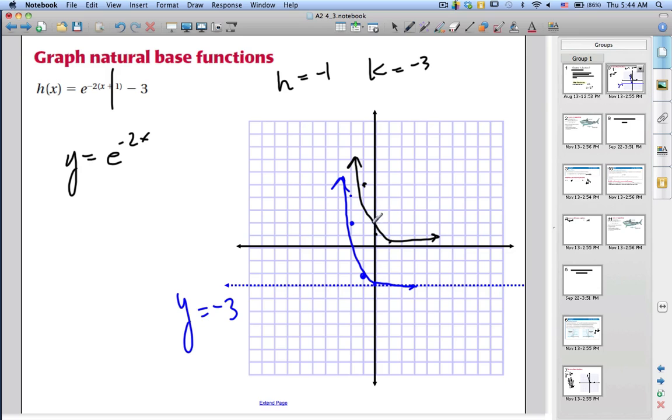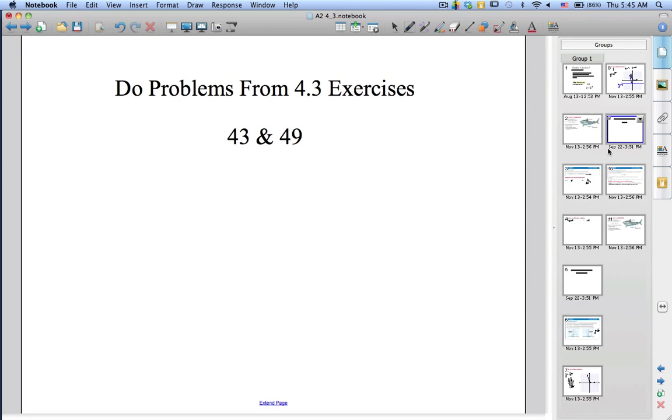Okay, so this is again translating my exponential function. Go ahead and practice that again. You should already know how to do this. Try 43 and 49.